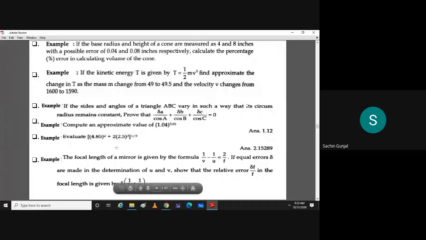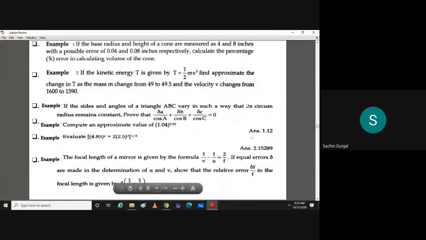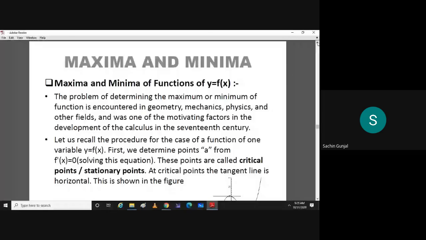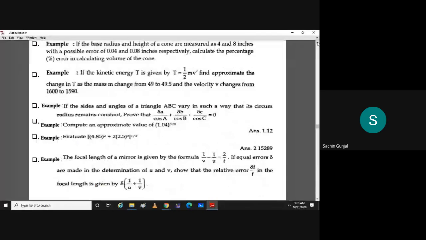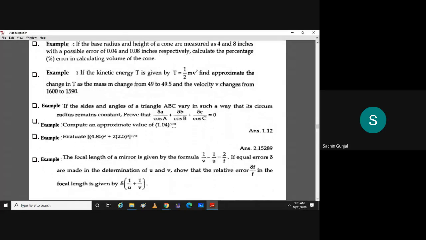As a practice problem, you can calculate 4.85 square plus 2 into 2.5 cube raised to 1 by 5. So next is maxima and minima, which we'll take in the next lecture. These are some practice problems. Just tell me, how do you solve this last problem?